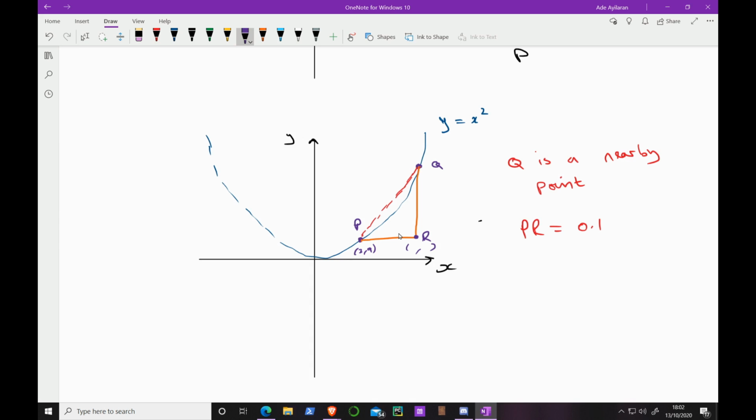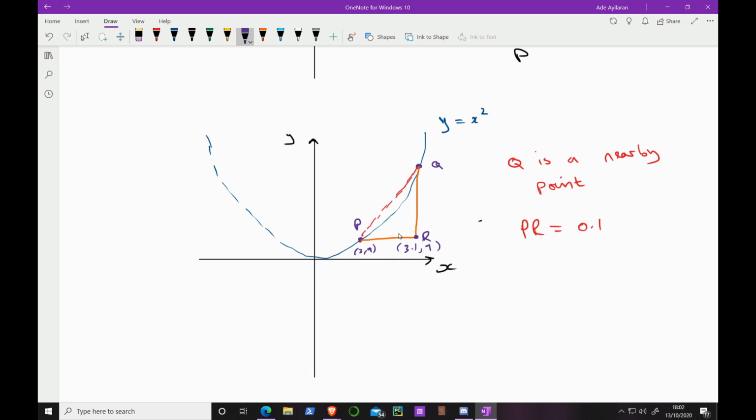PR is a perfectly horizontal line. The distance between P and R is 0.1. Therefore, the horizontal distance between P and R, you have to add 0.1 to 3, and y is the same. So R is 3.1 and y remains the same. Okay, so let me write that better. So 3.1 and then 9 is what the point R is.